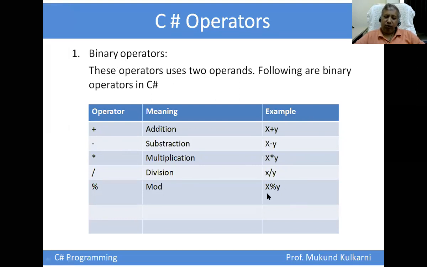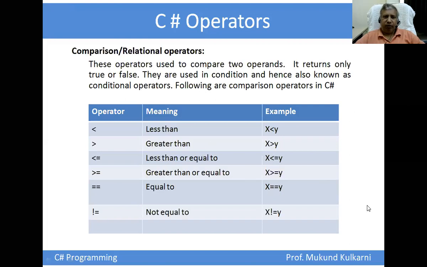And for mod, you can use x percent y. So these are simple examples of using binary operators. Let us go for the next type of operator, that is relational operators, or you can say comparison operators. Now I'm just giving a list of the operators. All operators return either true or false values.